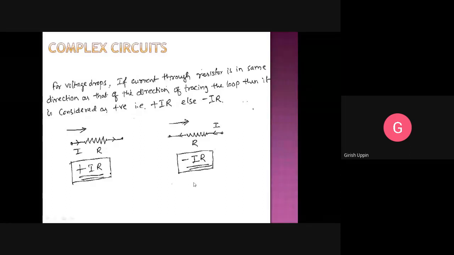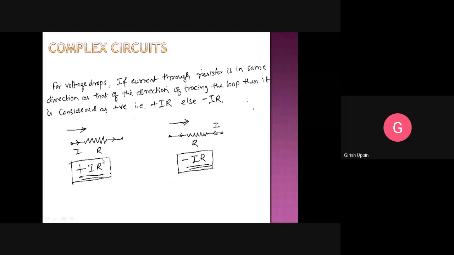So when we are doing the analysis for an EMF source, when we are tracing the circuit, if we come across the positive plate, we are going to take that EMF as positive, plus V. And if we come across the negative plate of the EMF source, we are going to take that value as minus V.